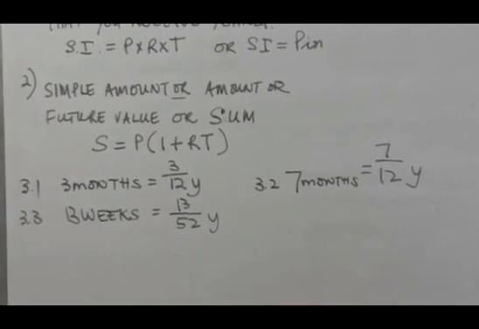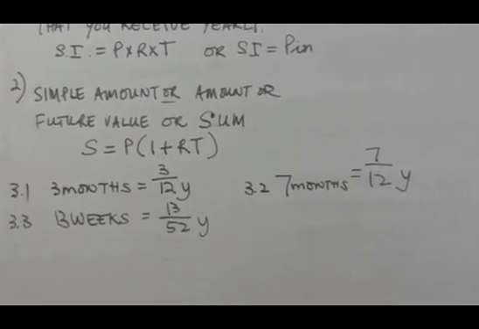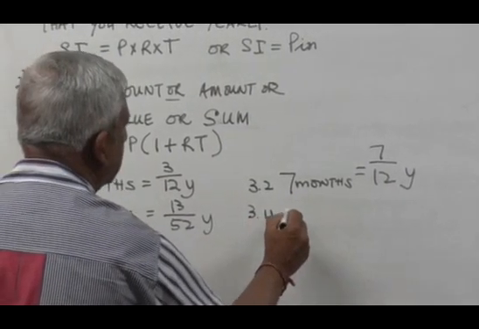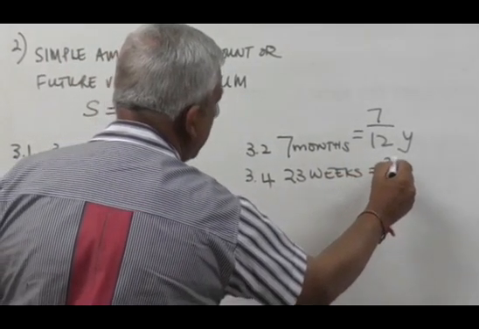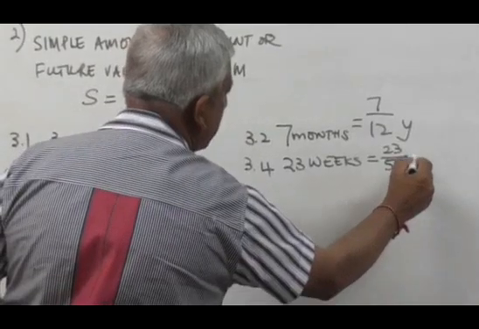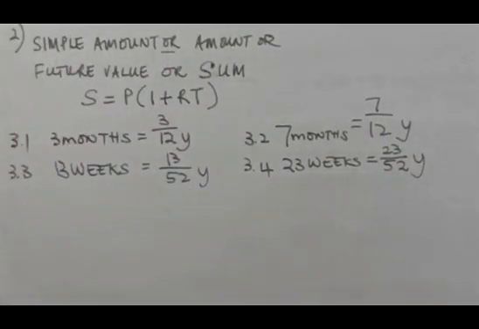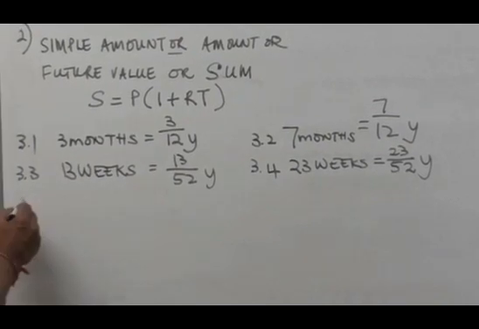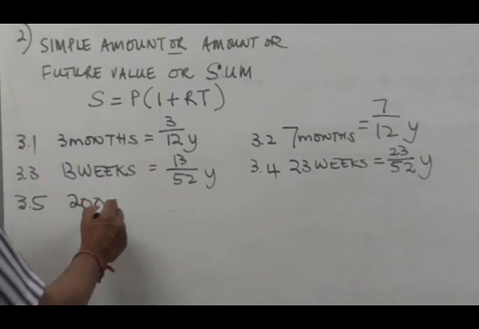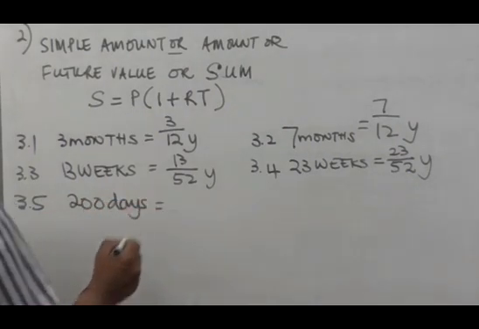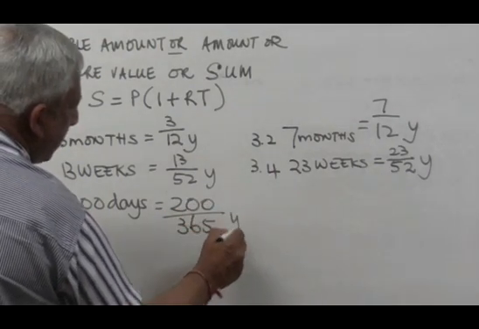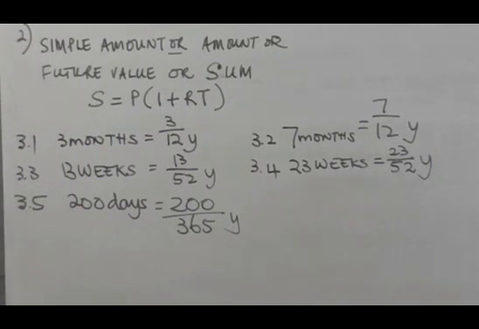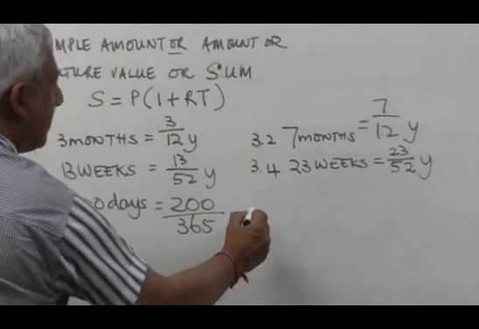3.4, 23 weeks is equal to 23 over 52 year. 3.5, 200 days is equal to 200 divided by 365, and finally 4 years and 37 days.